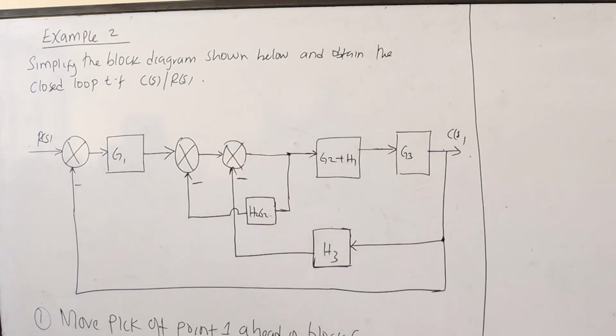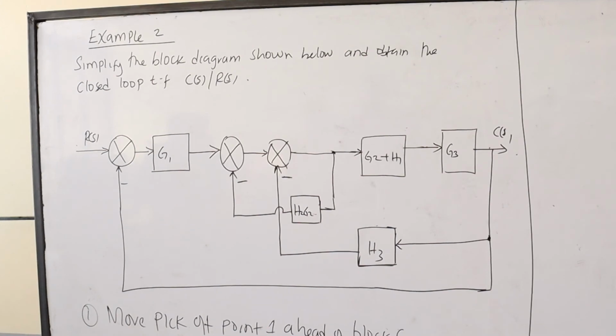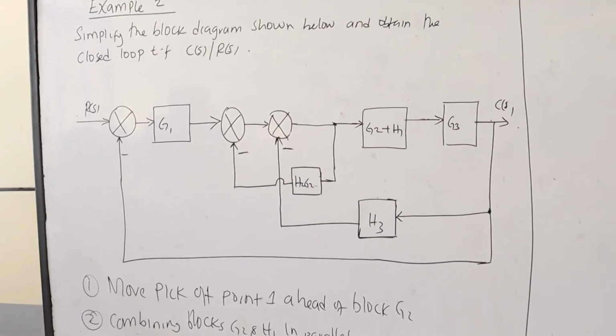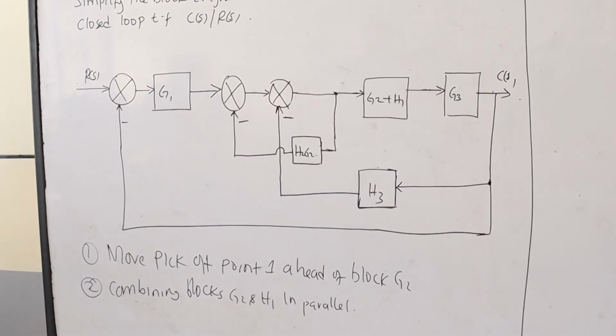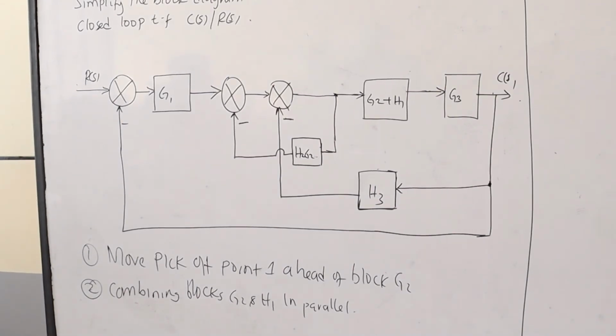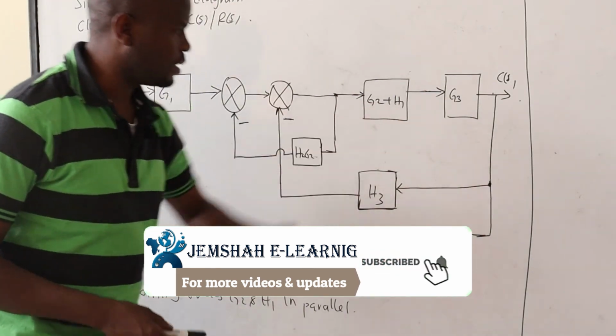Again, we are still going to use the rules. We are going to use the rules repetitively until we come to a point where we have obtained what we refer to as the canonical block diagram. So in that case, if you look at this, you'll realize that there are some blocks that are now in series, like this block is in series with that.